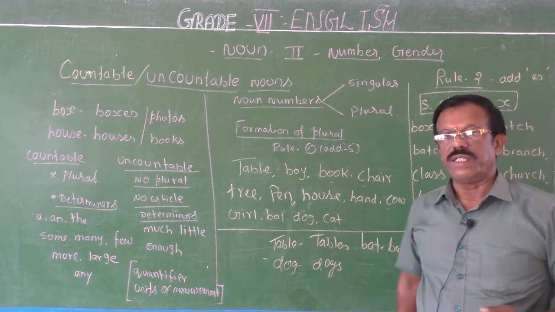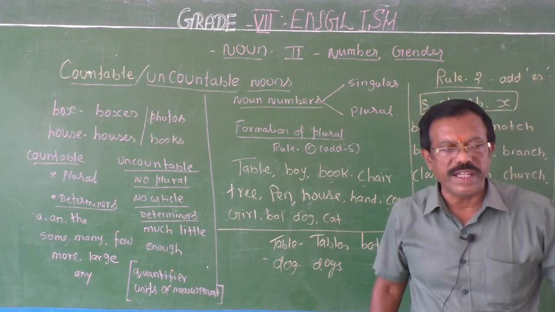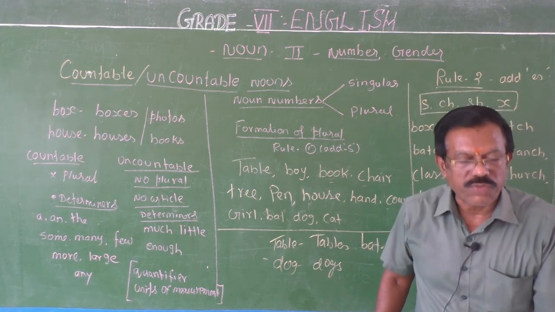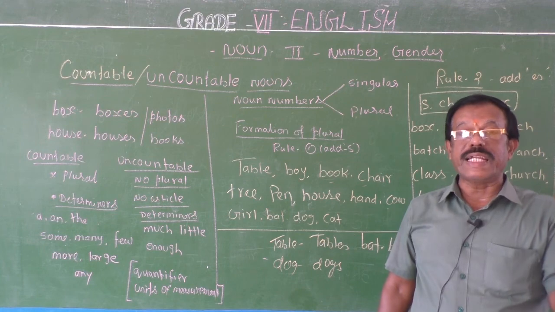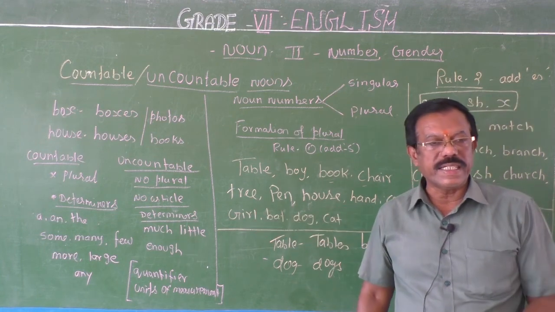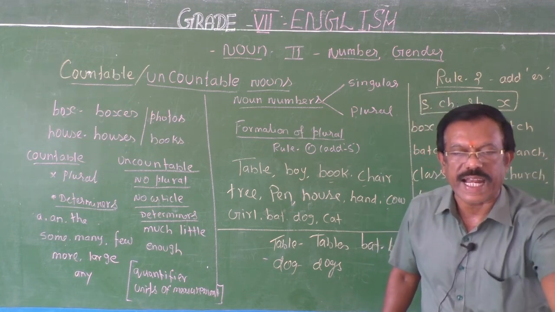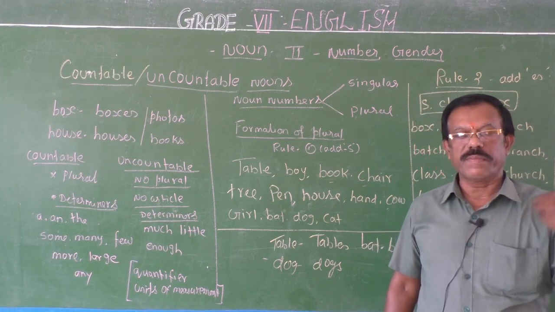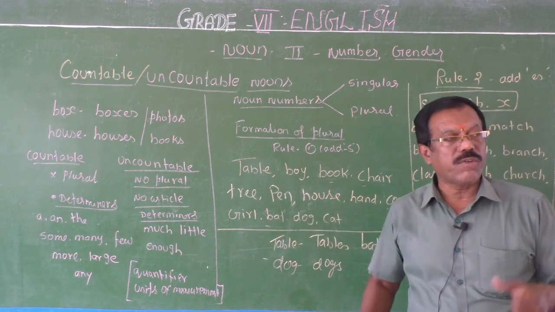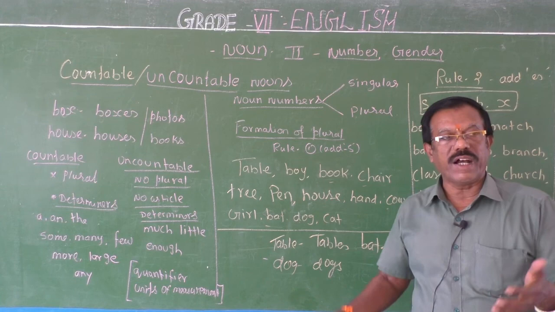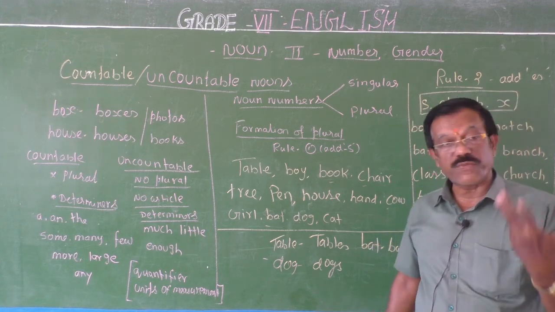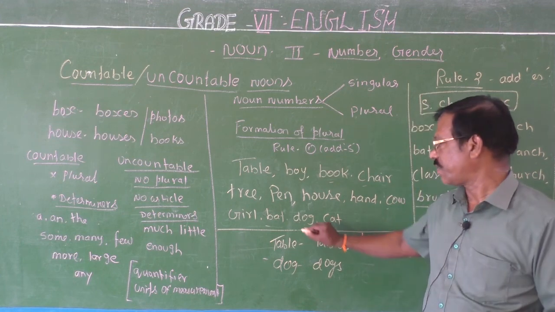And then cow. There are many cows in the veterinary hospitals. There are many cows. Okay, fine. Then girls. There are 20 girls in our classroom. There are many girls in our school. Then bat. I have 2 bats. You can find many bats in the sports palace.